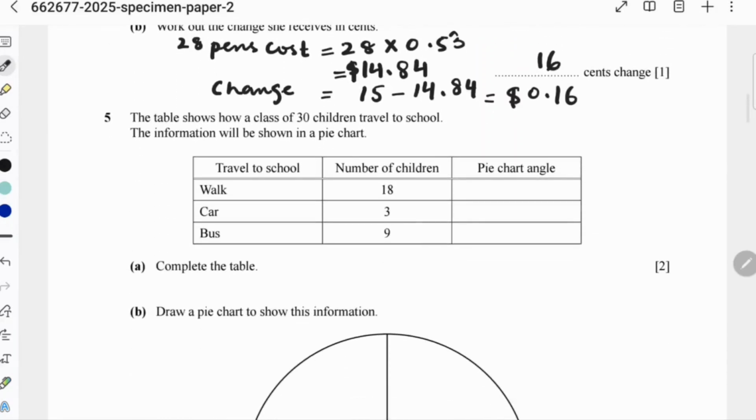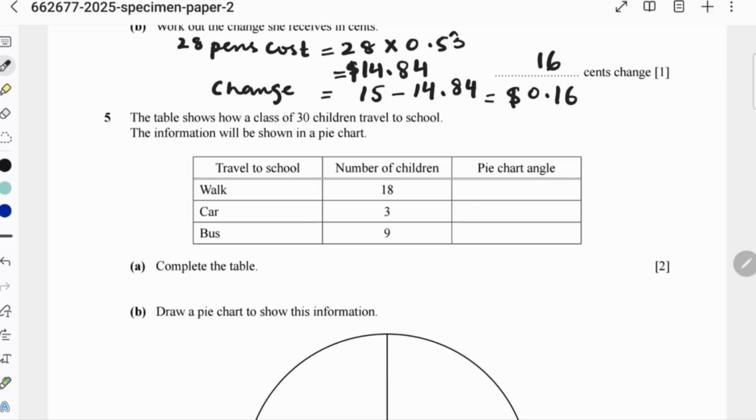Okay, now question number 5. The table shows how a class of 30 children travel to school. The information will be given. Complete the table. Walk, car and bus is given. 18 is the number of children, 3 and 9. Pie chart angle: whenever we have to find out the angle, it is the angle upon the total, multiplied by 360 degrees.